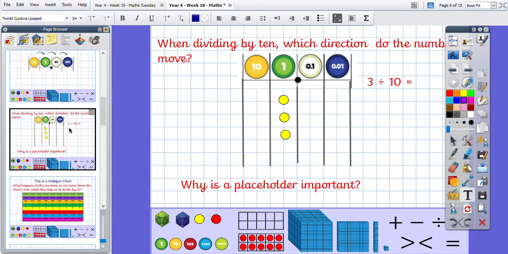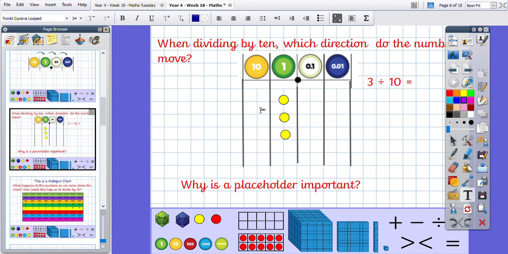So when we are dividing by 10, which direction do the counters move? We know that when we divide, our numbers get smaller. And because we've just discussed the value of each of our columns, we know that if we move to the right, our columns get smaller in size, they descend. So we know we're moving to the right.